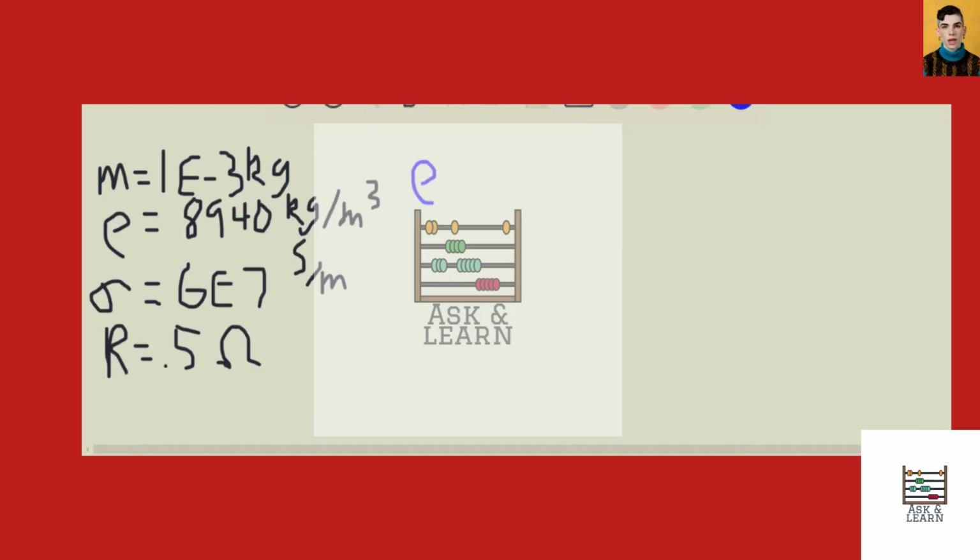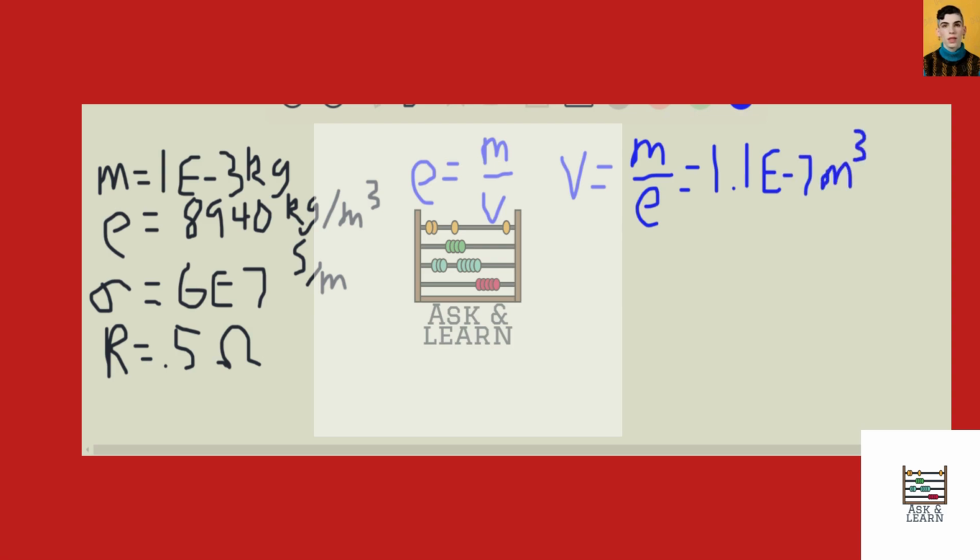So we know that density is equal to mass over volume. And so volume is equal to mass over density, which in this case is 1.1 times 10 to the negative 7 meters cubed.